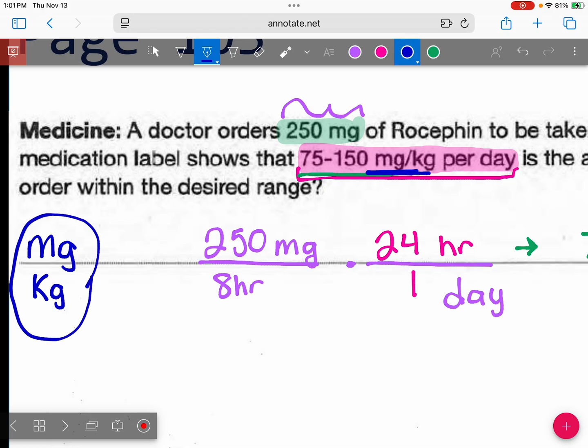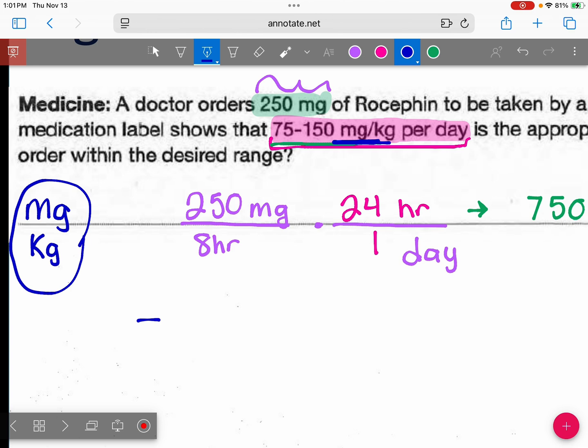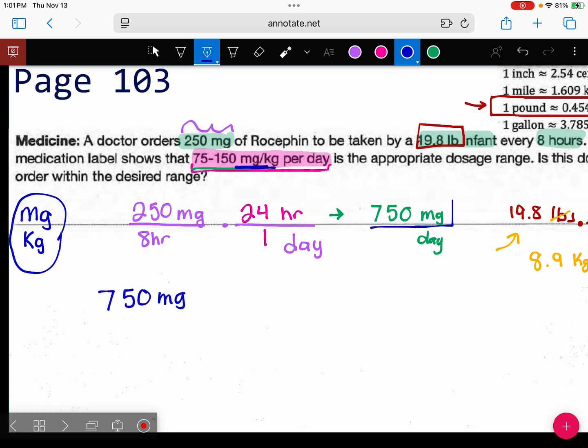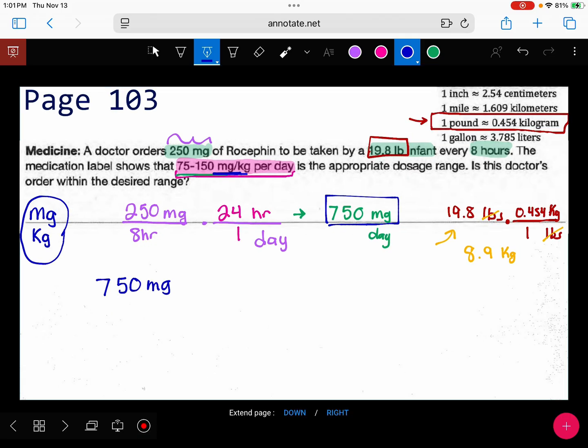This is what we want our answer to look like. If we have 750 milligrams, and I know they weigh 8.9 kilograms. Is that right? Okay. What does that simplify down to be?